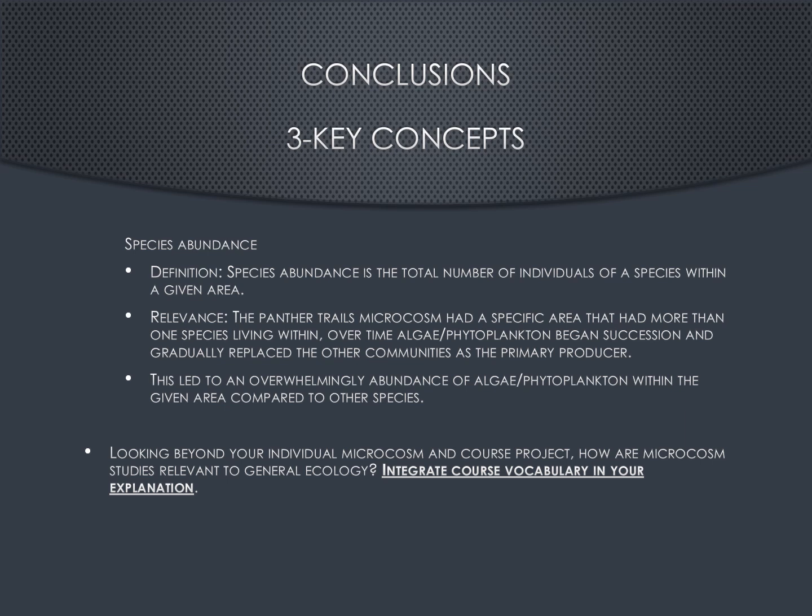Conclusions and three key concepts. One key concept is species abundance, which is defined as the total number of individuals of a species within a given area. The relevance is that the Panther Trail's microcosm had a specific area that had more than one species living within. Over time, algae and phytoplankton began succession and gradually replaced the other communities as the primary producer. This led to an overwhelming abundance of algae and phytoplankton within the given area when compared to other species.